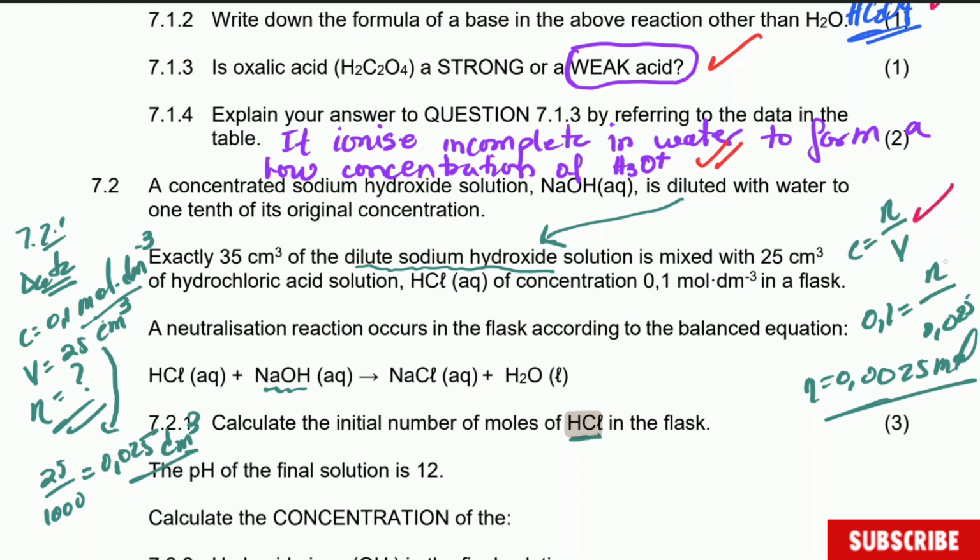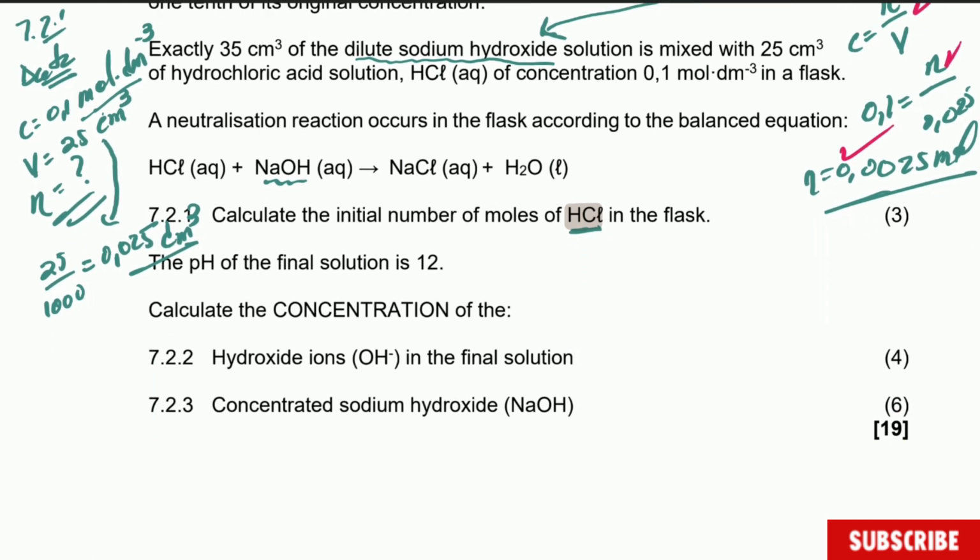Quite simple. One mark for the formula, one for the substitution, one for the final answer. There are 3 marks for that. Very easy question. The pH of the final solution is 12. So now we know the pH is equal to 12. So the solution is a basic solution. Calculate the concentration of the hydroxide ion in the final solution.